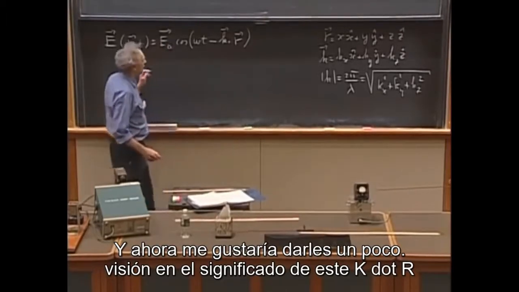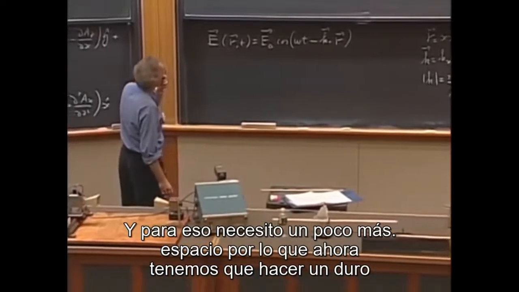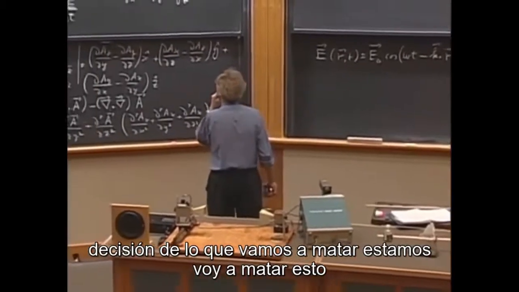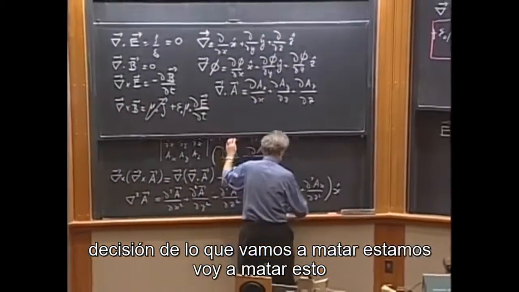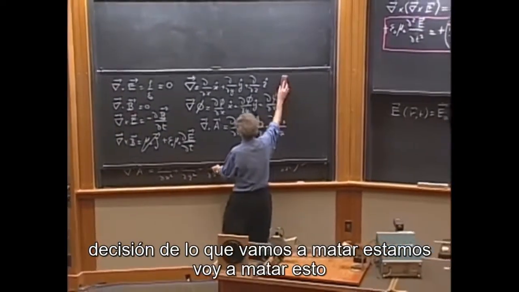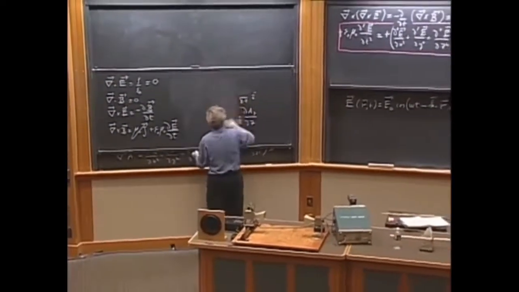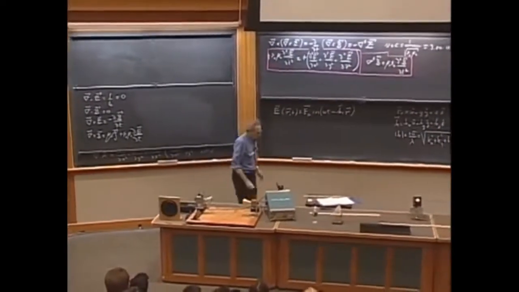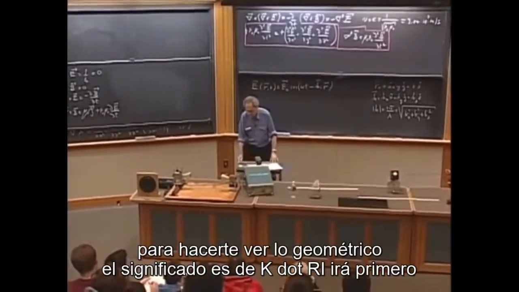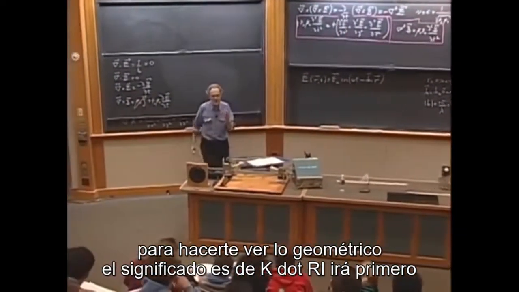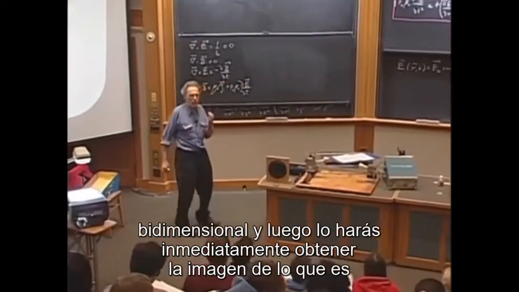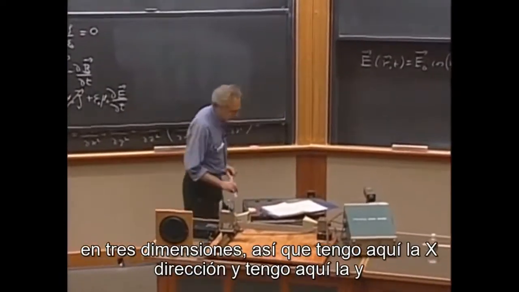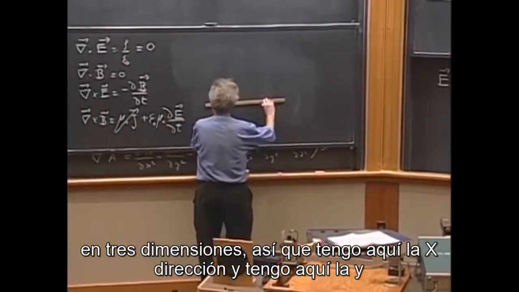And now I would like to give you some insight into the meaning of this k dot r. And for that, I need a little bit more space. So now we have to make a tough decision what we're going to kill. I'm going to kill this. To make you see what the geometric meaning is of k dot r, I will go first 2-dimensional, and then you will immediately get the picture of what it is in 3 dimensions.